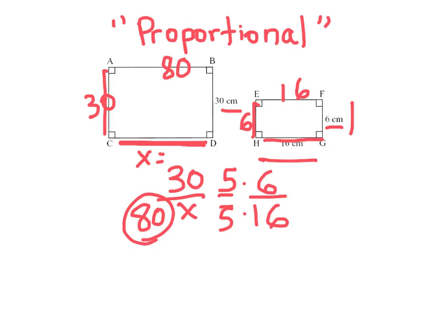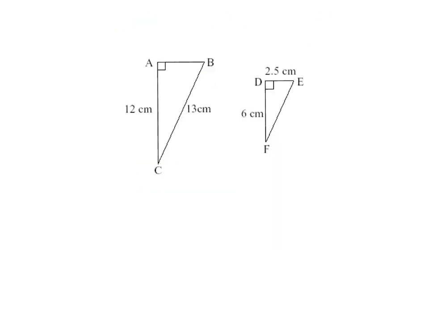All right, let's try another one. All right, here we have two similar triangles. Notice that they both have the same right angles. These acute angles are the same measurement. Okay, so it appears that this triangle ABC is twice as big as DEF.